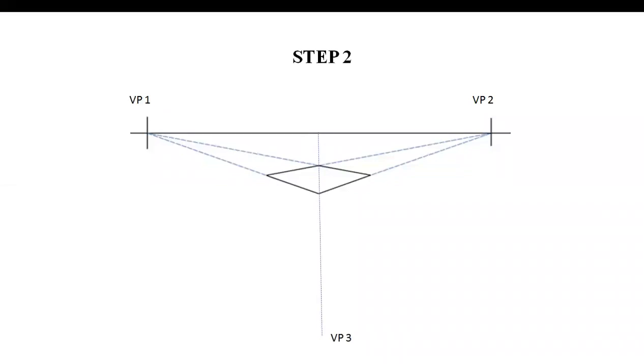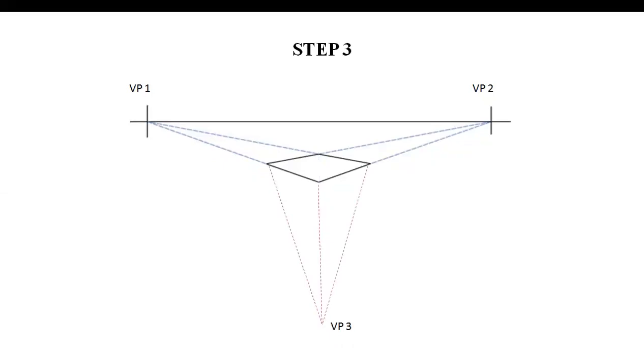Step 2. Place the third vanishing point below the line of horizon between the other two vanishing points. The position should be a bit far below the horizon. Join the bottom of the shape to VP3. The line should be perpendicular to the line of the horizon.